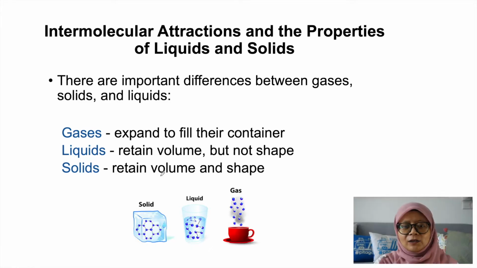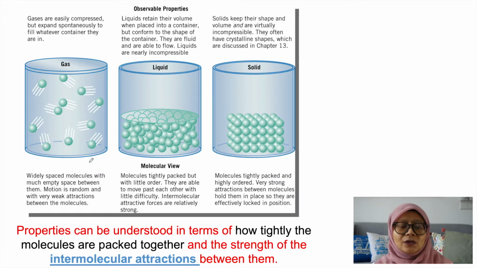There are three important differences between gases, solids and liquids. Gases expand to fill their container. Liquids retain the volume but not the shape, and solids retain volume and also shape. For the first one, gases are easily compressed, but they can expand spontaneously to fill whatever container they are in.